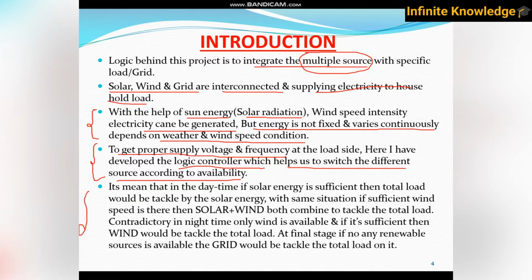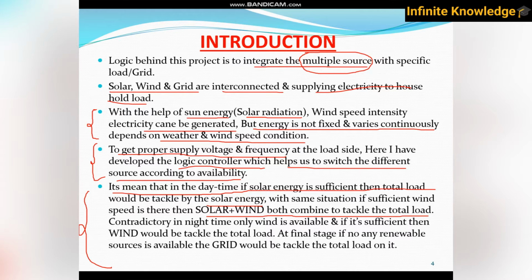So what is the third point? Again, the third point is the same. It means that in the daytime, if solar energy is sufficient, then the total load will be taken by solar energy. So solar energy will take the load the whole day. With the same situation, if sufficient wind speed is there, then solar and wind both combine to tackle the whole load.